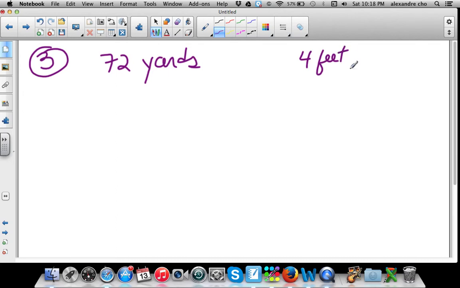Our first problem is that you're dealing with yards and feet. So let's change everything to feet. Since the stick is in feet, let's figure out how many feet 72 yards equals. So 1 yard is 3 feet. And multiply that, and you get, sorry, 6. And 3 times 7 is 21, so you get that it's 216 feet.